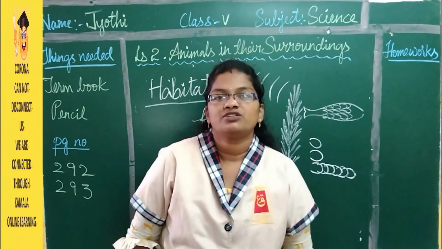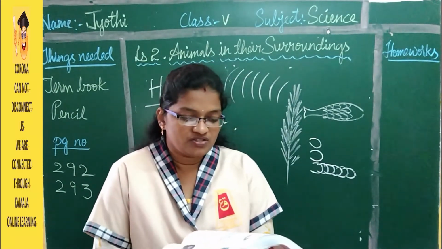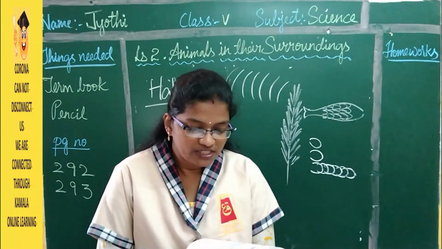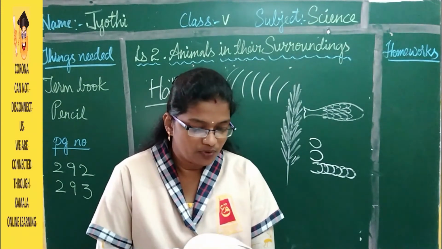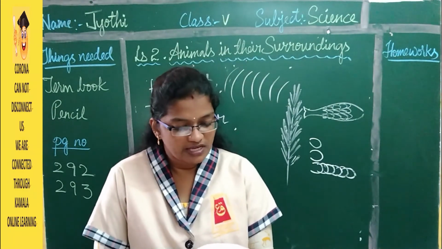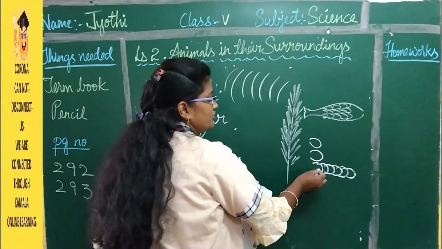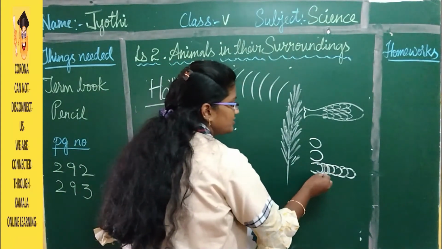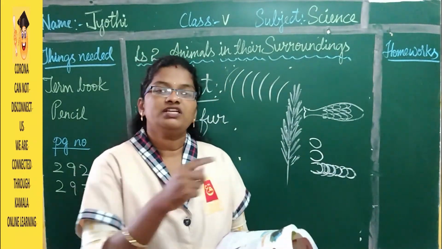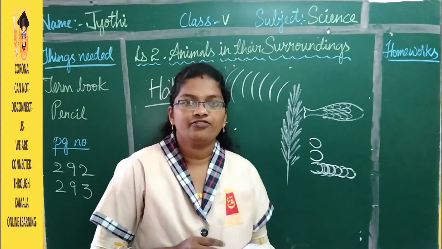Then scales. So reptiles have scales. Fish have overlapping scales that do not let water enter their body. Reptiles such as crocodiles, snakes and lizards also have scales for protection. As I already told you, fishes have C-shaped scales which are overlapping one above the other. So these scales will not allow the water to go inside the fish.